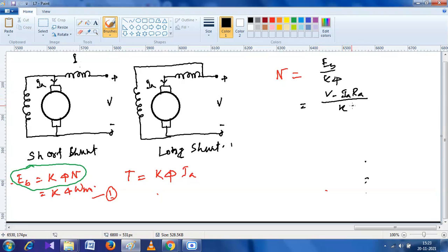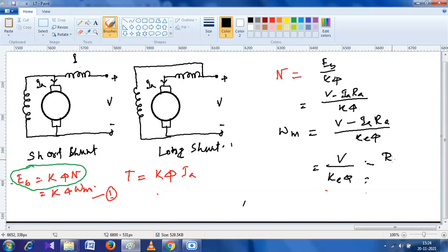V minus IA RA by KE phi. Suppose we are considering omega here, then we write V by KE phi minus IA RA by KE phi. So omega is equal to V by KE phi minus RA by KE something phi.